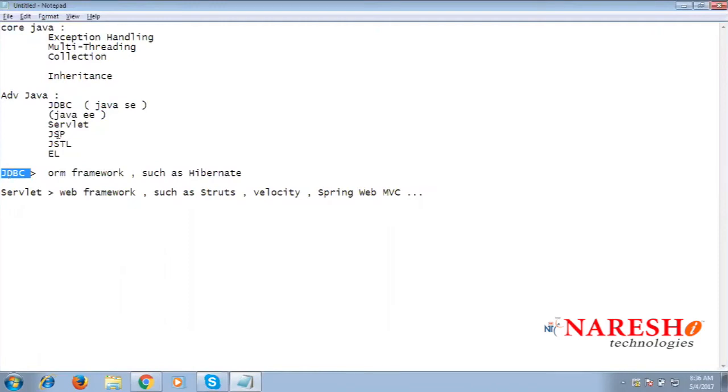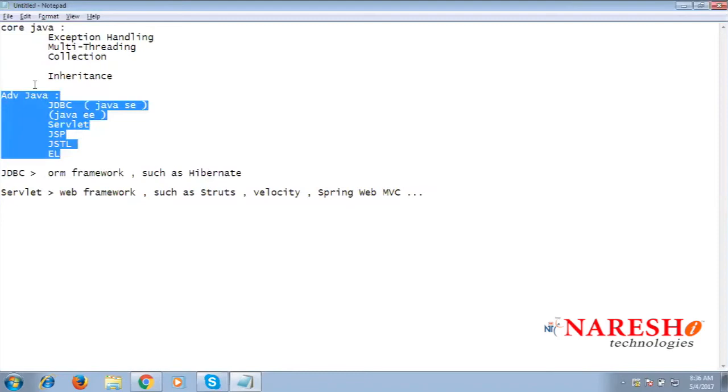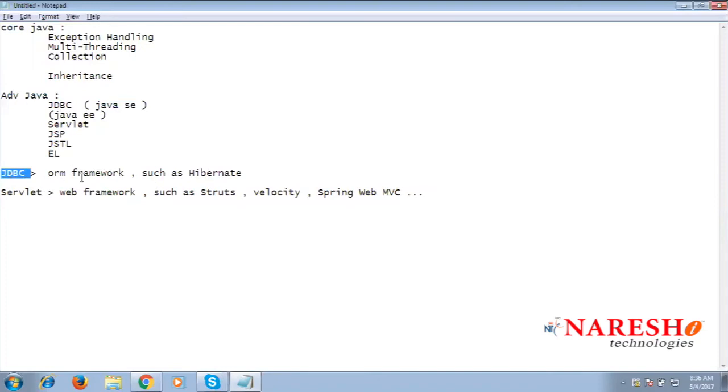Whatever core Java you learn is going to act as a core platform for these technologies again. But whenever I say JDBC as a core, I mean it is acting as the platform for these ORM frameworks. JDBC itself is built on top of core Java concepts, the fundamentals of Java. But taking JDBC as a fundamental, the ORM frameworks are built. So this is the relation.